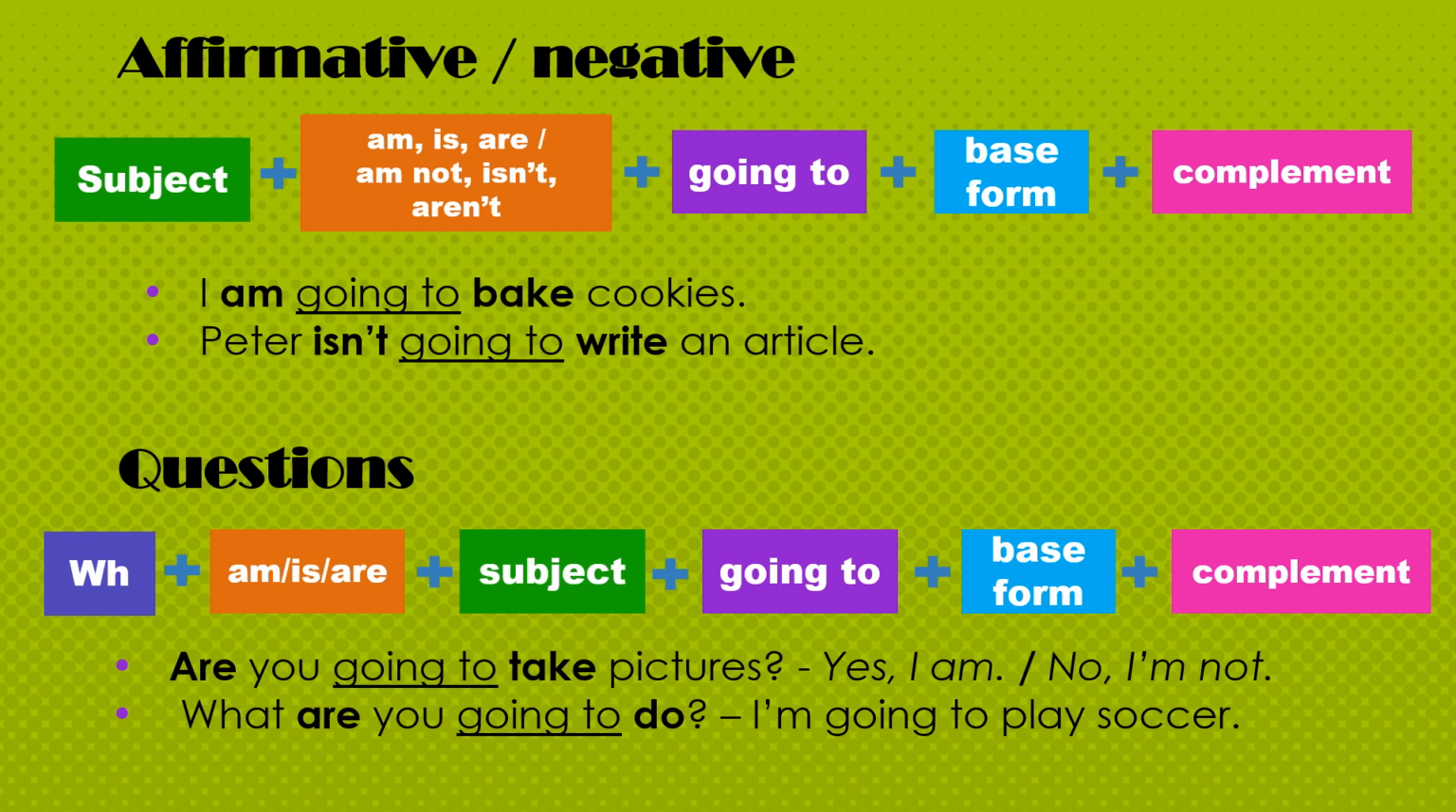If it's a yes or no question or a WH question, we have to use this structure. We start with the WH word, am, is, or are, then the subject, going to, the base form of the verb, and the complement. Are you going to take pictures? Yes, I am. No, I'm not. What are you going to do? I'm going to play soccer.